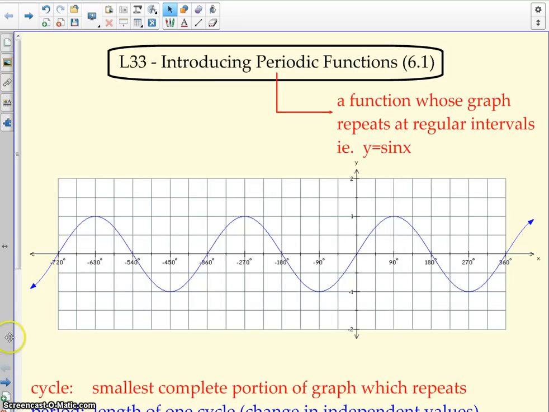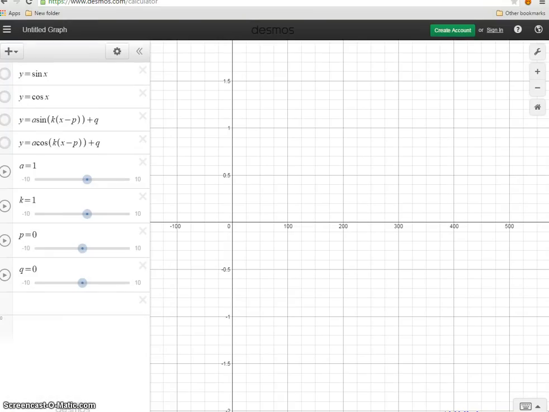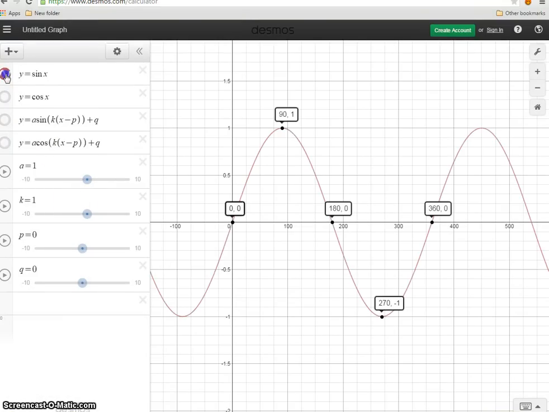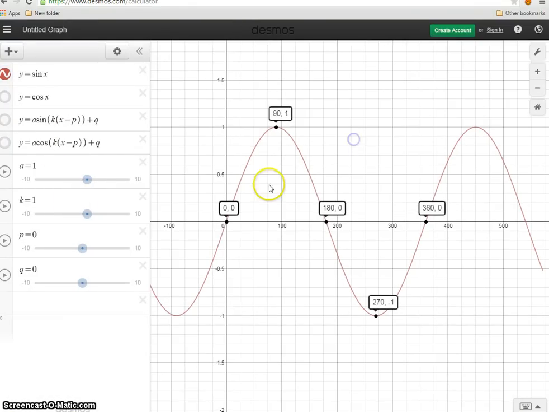Okay, now, for the most part, we're going to focus on the two parent functions that I just mentioned here, sine x and cosine x. And I know you graphed them very early on in the course, so you may not remember too much about them, but they are going to come into play a lot here. So just to remind yourself what they look like. Sine x looks like this. So it repeats every 360 degrees. Repeats that pattern every 360 degrees.